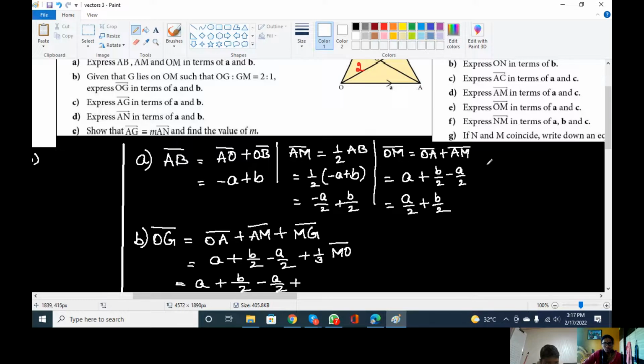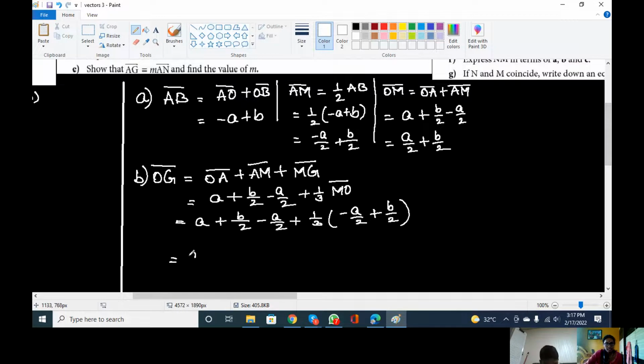Plus MO means reversing this. 1/3 of MO is nothing but just the opposite signs of OM: negative A over 2 plus B over 2. Simplify: A plus B over 2 minus A over 2 plus, this is not plus. MO means opposite signs, I said. So minus A over 2 threes are 6, minus B over 2 threes are 6.